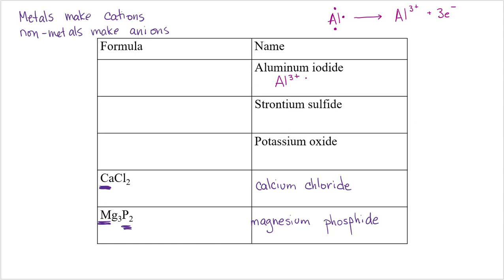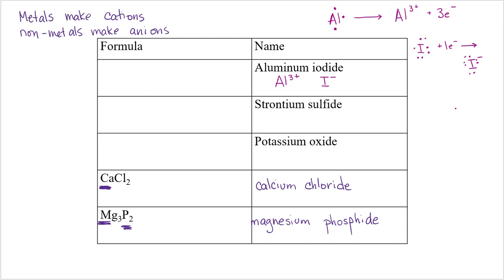Iodide is a halogen. It's in group 7 of the periodic table. It has 7 valence electrons. 1, 2, 3, 4, 5, 6, 7. It will gain 1 electron to look like a noble gas. 1, 2, 3, 4, 5, 6, 7, and 8. So iodide has a -1 charge.